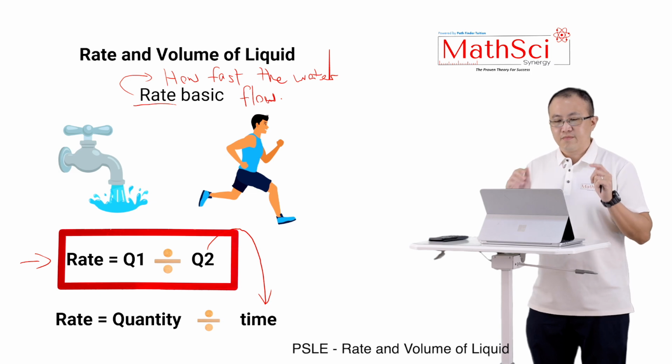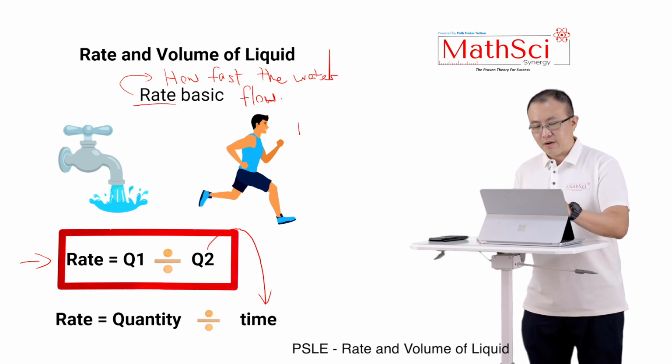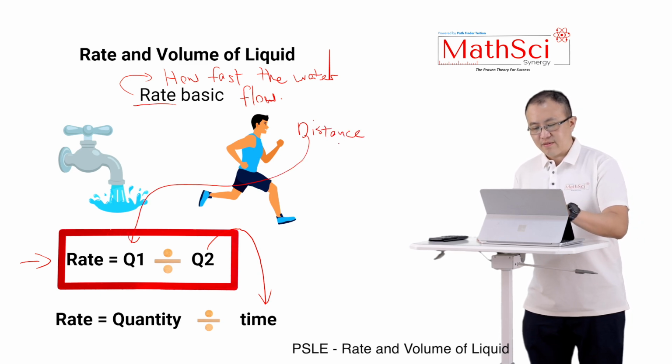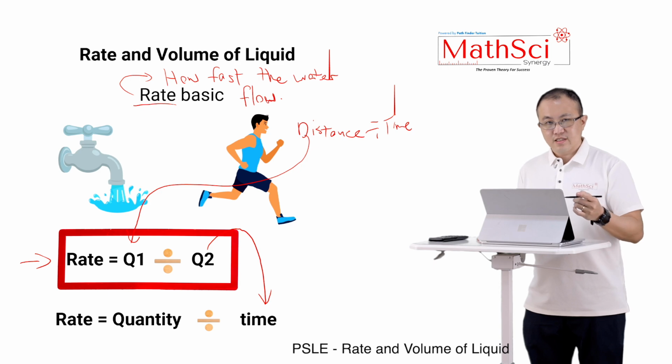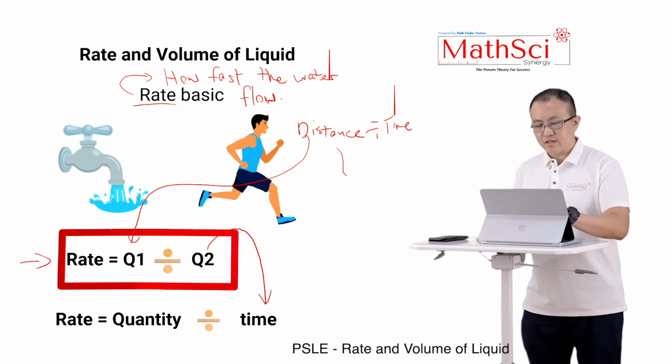Even in the case of a person running, often we also relate to the time. For example, for a person running, I can be talking about the distance traveled by the person. That would have been quantity 1. And if I were to divide by the time it takes to move through the distance, then this is also a rate. In primary 6, you learn about this. This is known as speed.